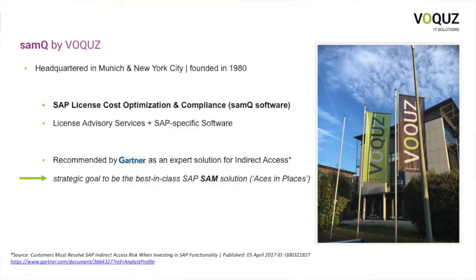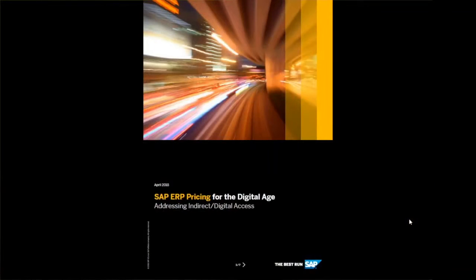Hello, good morning. We know that the policy change from SAP regarding indirect access, or what is now called digital access, has been rumored to come out around mid-April. It's finally here. And we want to walk you through some of the changes and essentially just share our opinion on where we think we're going and what the next 6 to 12 months are going to look like.